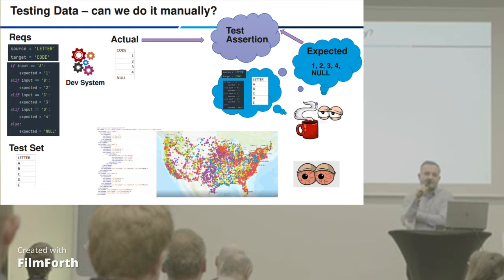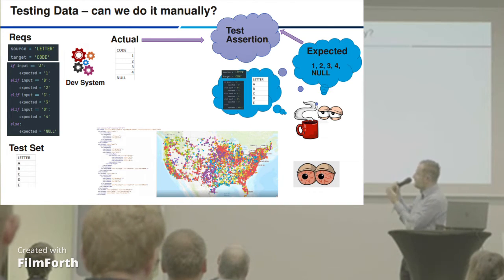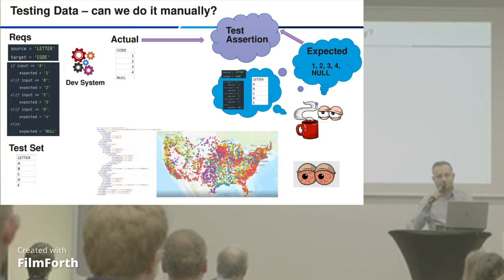And based on that example, we just map A to 1, B to 2, C to 3, and so on. And on this example we prepare the test set. Look at that: we've got a letter source column, A, B, C, D, and E for now. So we prepared the test set manually, of course.